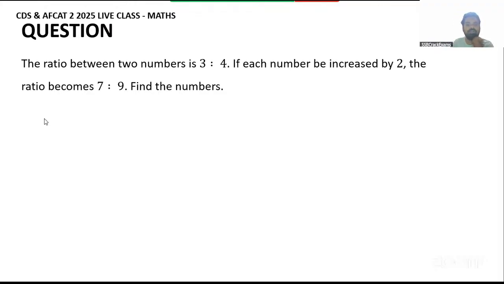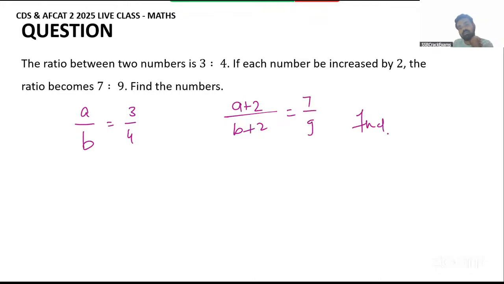Let me write. Say the numbers are A and B. Then A upon B is equal to 3 upon 4. And each number is increased by 2. It means that A plus 2 upon B plus 2, then the ratio becomes 7 upon 9. You have to find A and B. Try to find. Somebody has given the answer. Others also give.